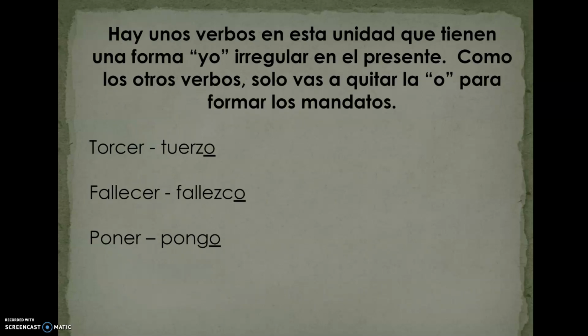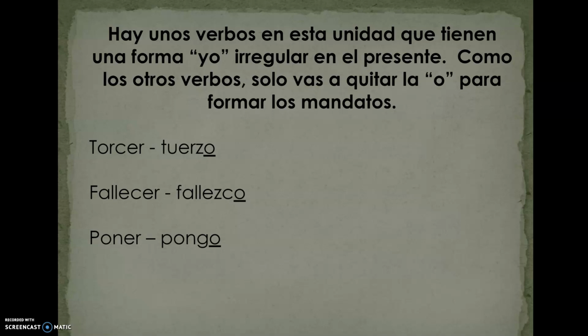Finalmente, hay unos verbos que tienen una forma yo irregular en el presente. Okay, so these are new verbs to you that have an irregular yo form in the present. So, como otros verbos, vas a quitar la o para formar los mandatos. Poner you've already seen, and of course it shouldn't be completely new to you, but just to make sure you're aware that it is once again this unit.